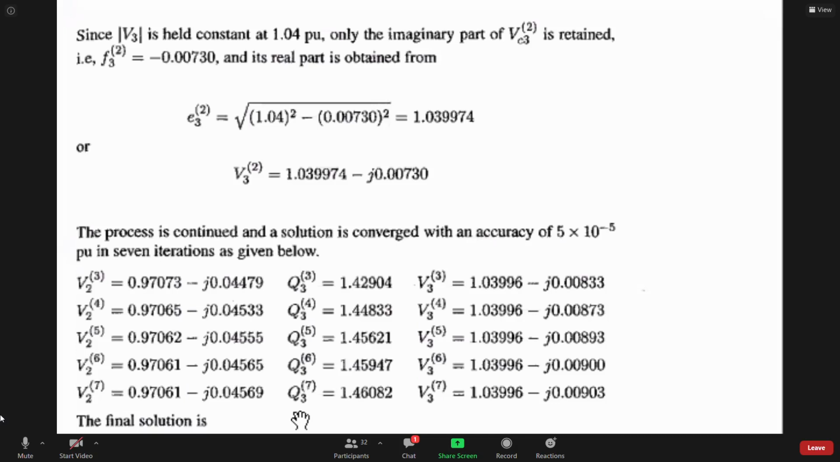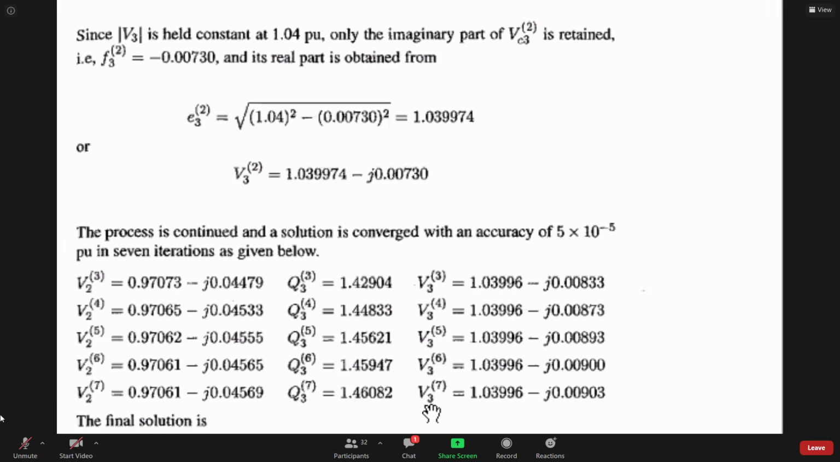Q3, this one. Yes, Q6, Q7, it's actually deviation from consecutive deviation. Okay. Actually, Q is not the major factor. V, the value of voltage, is the major factor.